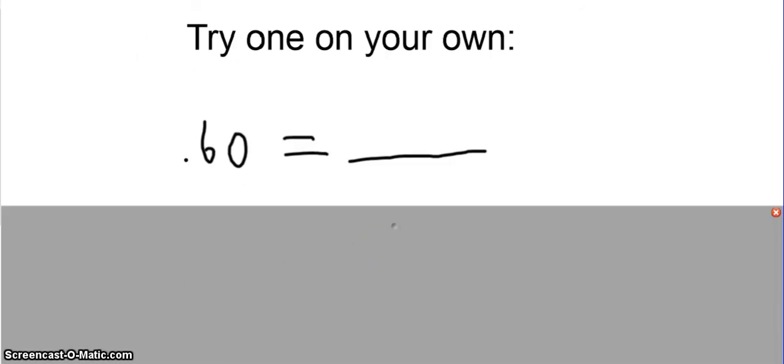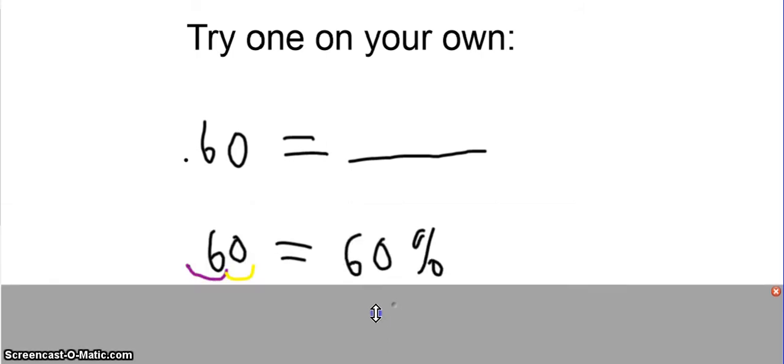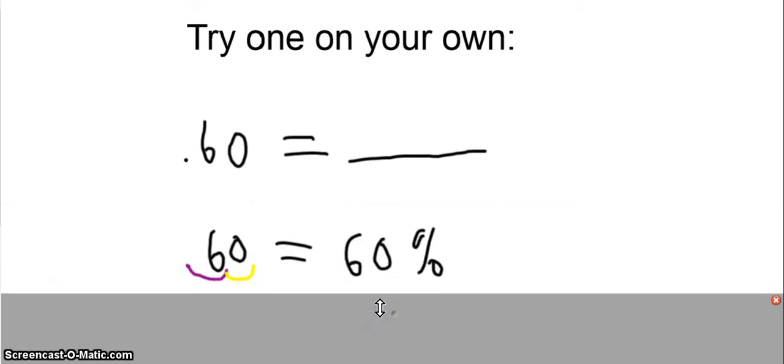I'd like you to try this one on your own. So please pause the video and try this one by yourself. Alright, so now that we've looked at it, we know 0.60 converts to 60% by shifting the decimal place 2 times, or on the calculator you can multiply that by 100 because it's 60 hundredths. That'll give you the percentage.